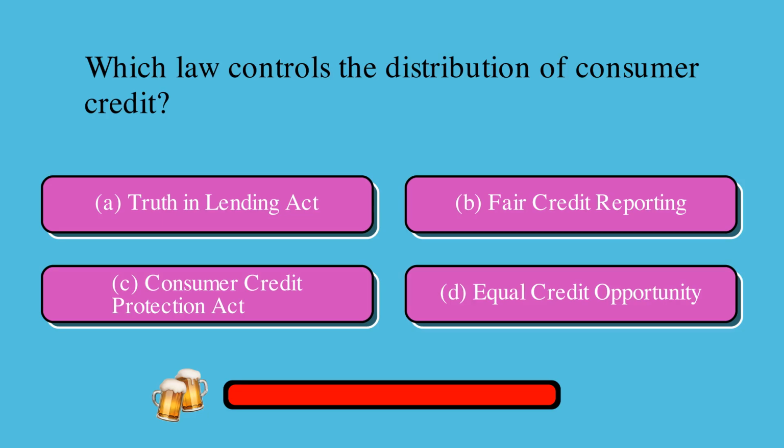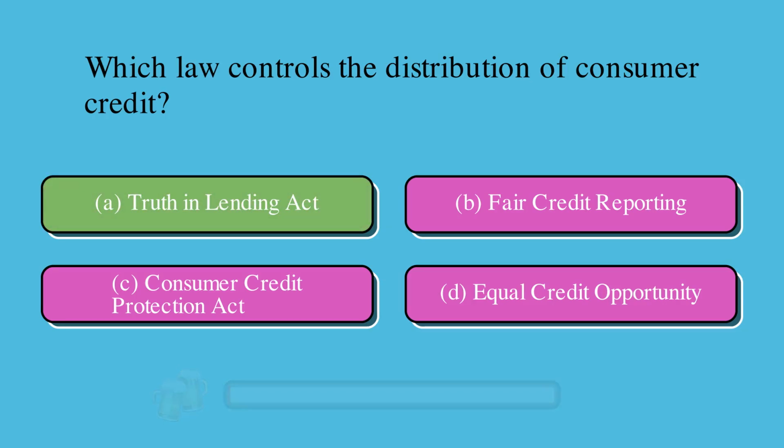Which law controls the distribution of consumer credit? Is it A, Truth in Lending Act, B, Fair Credit Reporting, C, Consumer Credit Protection Act, or D, Equal Credit Opportunity? The correct answer is A, Truth in Lending Act.